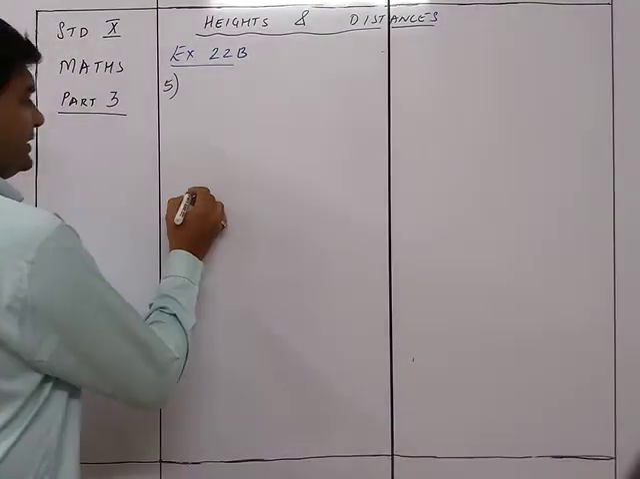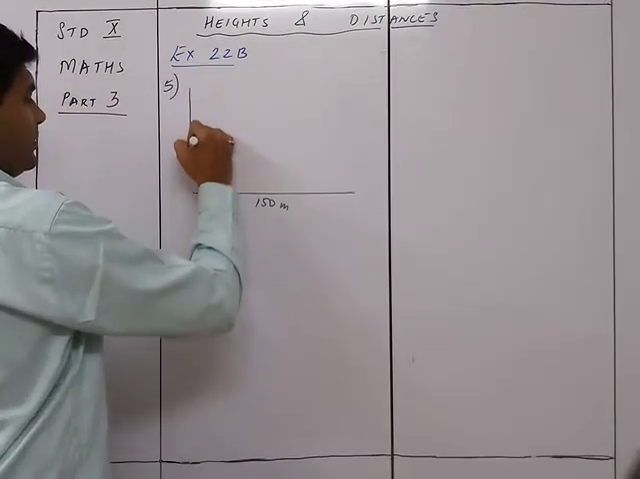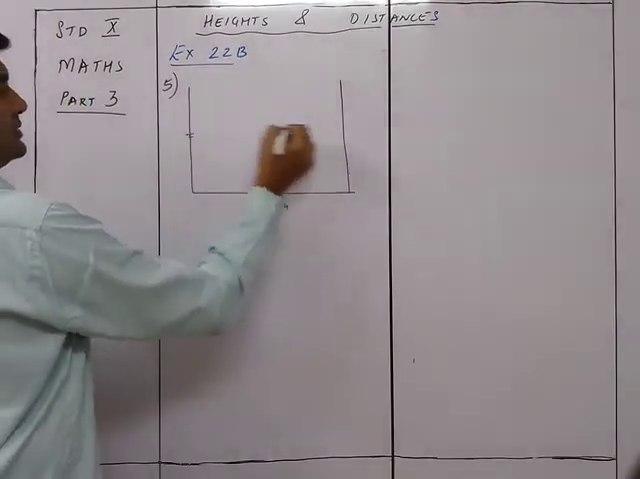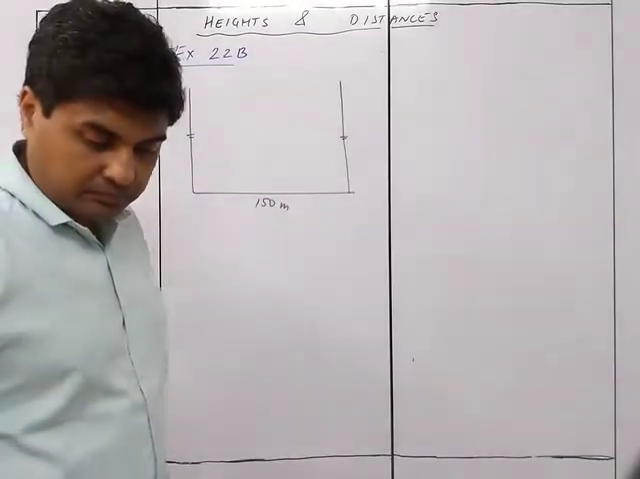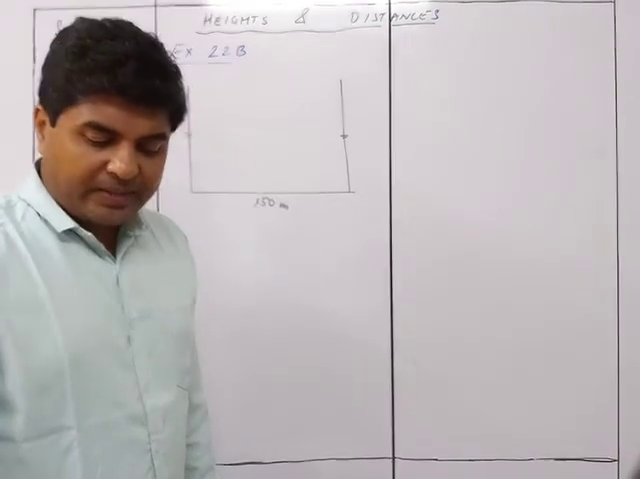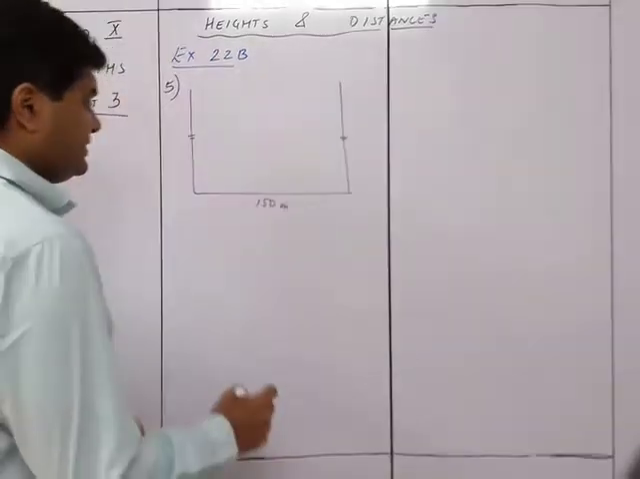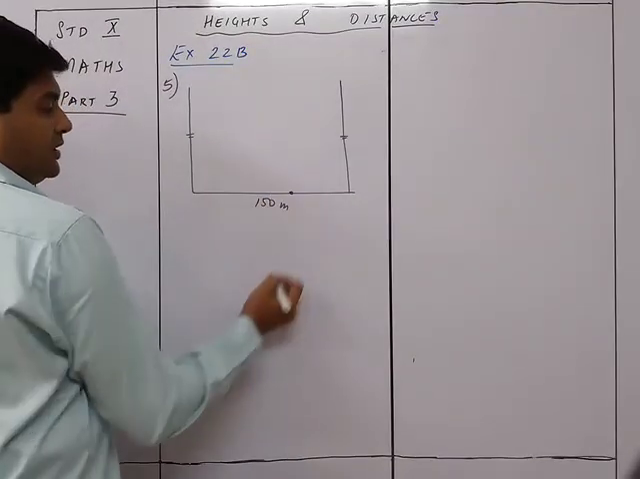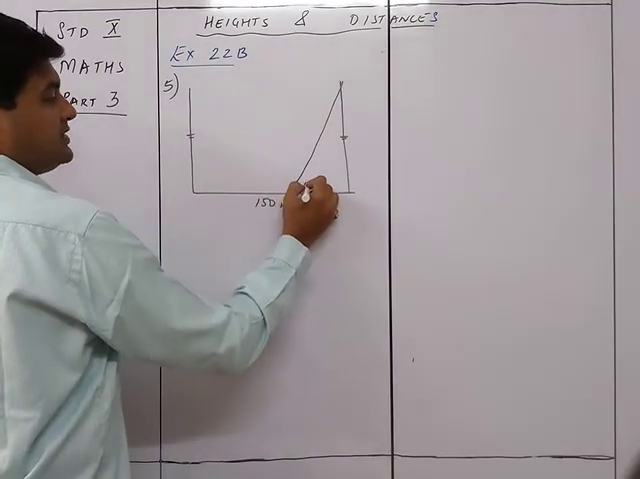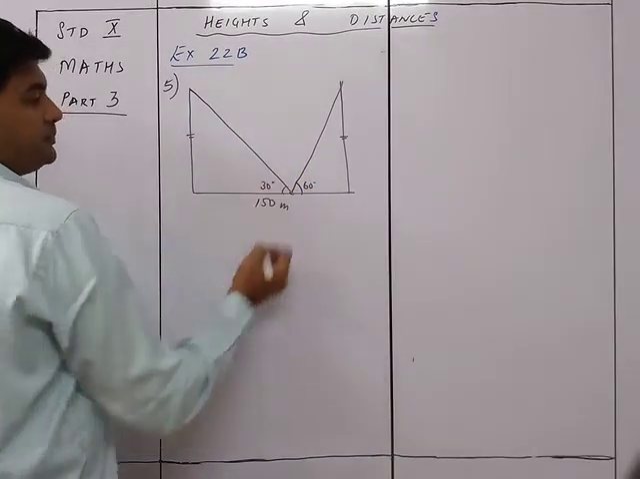So it is something like this: a 150 meter wide road, and there is one tower here and another pillar here of equal heights. At a point in the roadway between the pillars, the elevations of the tops of the pillars are 60 degrees and 30 degrees. So if I am standing somewhere here, the angle of elevation over here is 60 degrees, whereas the angle of elevation over here is 30 degrees.